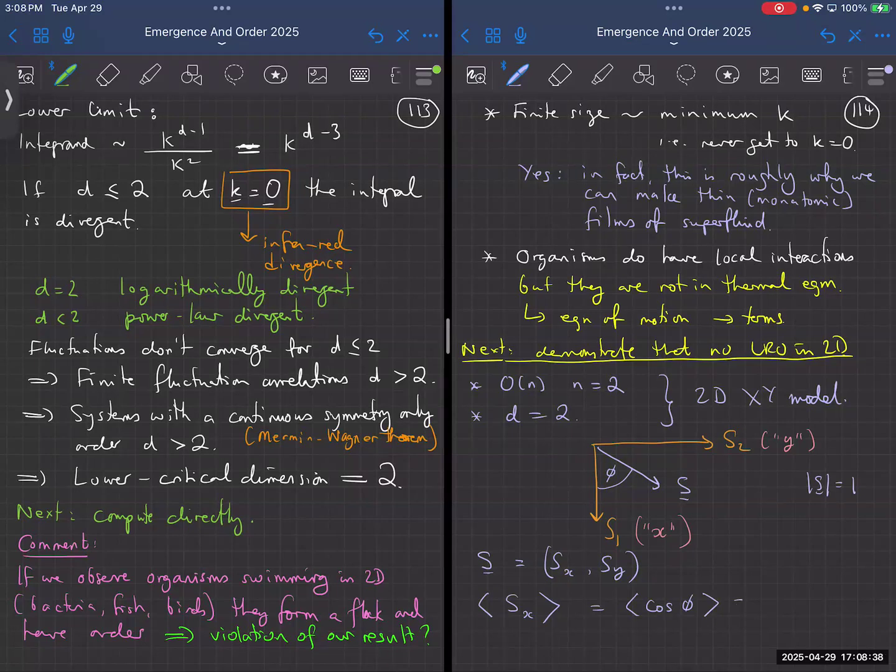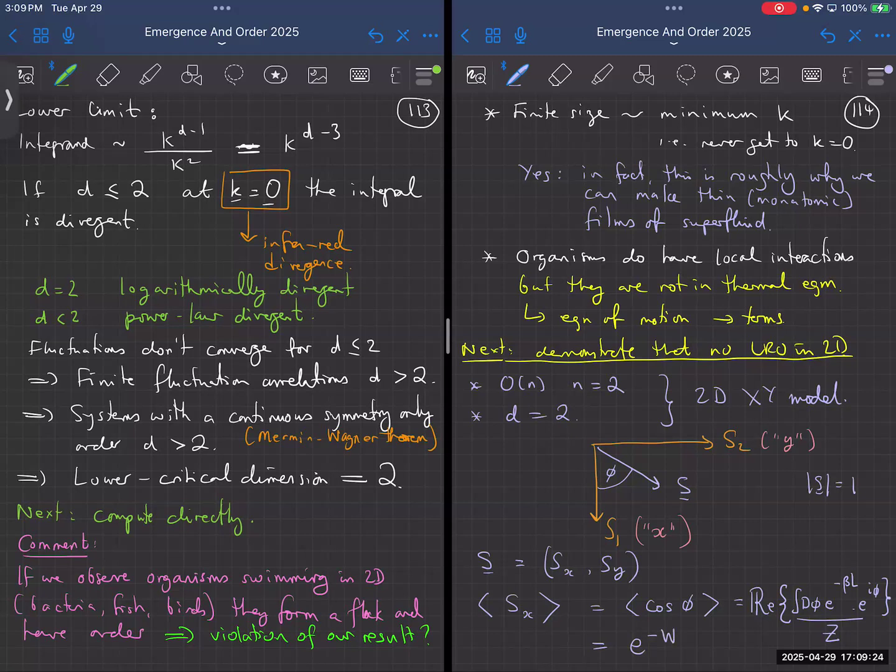And I don't really like computing the expectation value of cosine. So I'm going to just compute the expectation value of e to the i phi and then take the real part of that. So that's going to be the integral, the functional integral over phi, e to the minus beta times the Hamiltonian, e to the i phi, and then I'm going to divide that by the partition function Z.